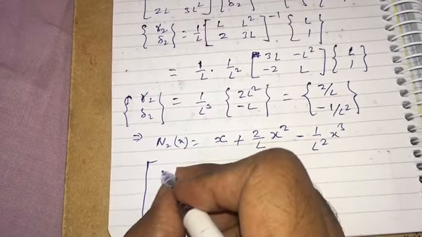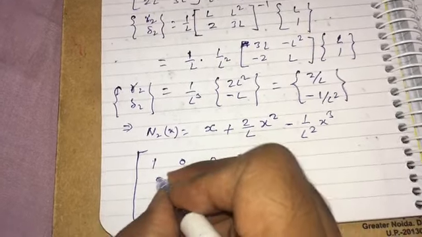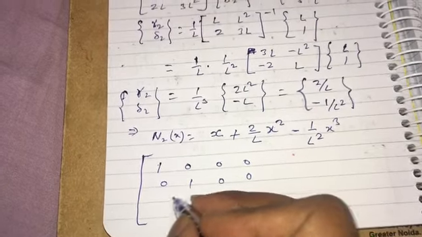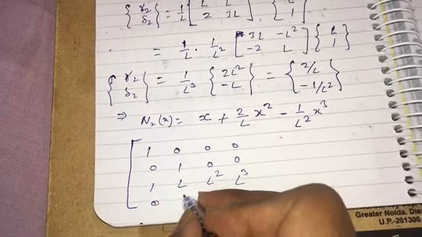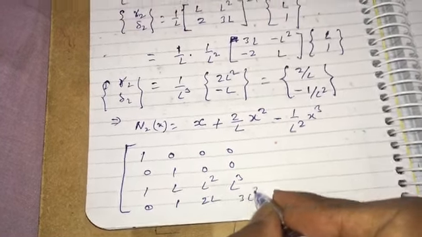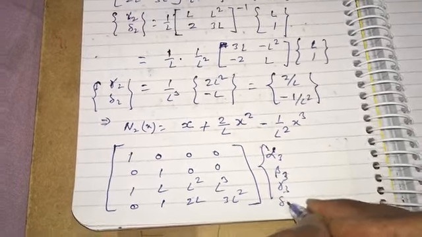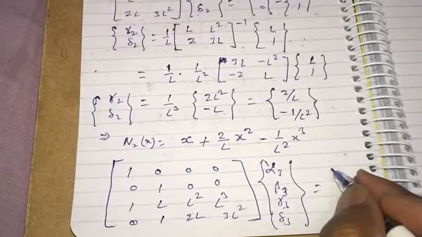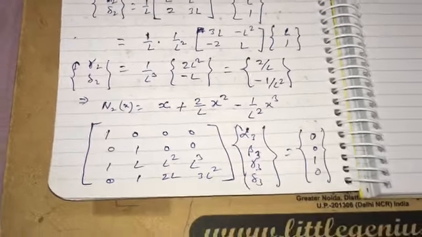Okay, so in order to find out N3, we have to write the equation. And what is the equation? Same as earlier, this matrix. So we have 1 0 0 0, 0 1 0 0, then we have 1 L square L cube 0, 1 2L 3L square, and we multiply it by alpha 3, beta 3, gamma 3, delta 3. Okay, and here you have 0 0 1 0.